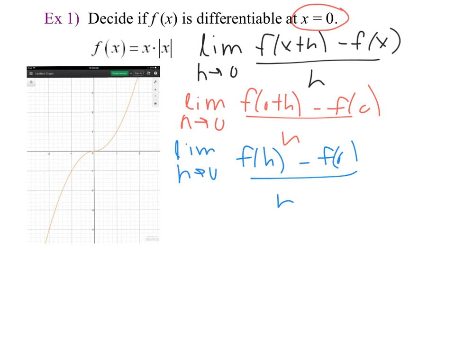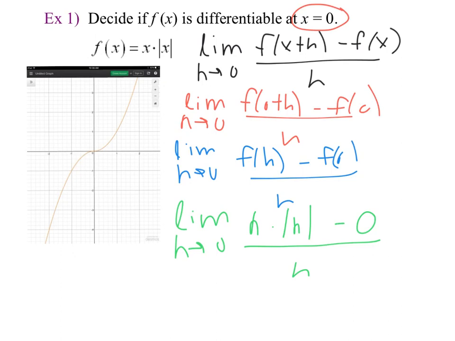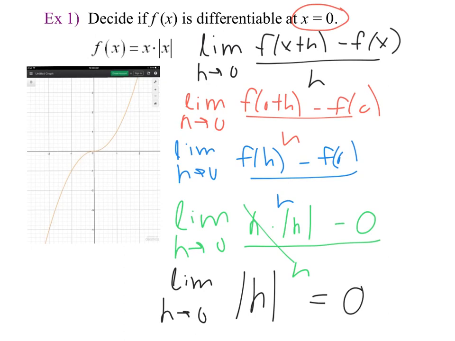So one more time, the limit as h goes to 0. So now I'm plugging in h. This is going to be h times the absolute value of h minus, now if I plug in 0, 0 times anything is going to be 0. So that's just going to be minus 0 over h. And then I can clearly see here that the h's will cancel. So my limit at the end, I can simplify to the limit as h is going to 0 of the absolute value of h. Now here I know that if I kind of look at what's going to happen really close to 0, the absolute value is going to approach 0. So I did prove that yes, this was differentiable because the limit definition of our derivative existed.